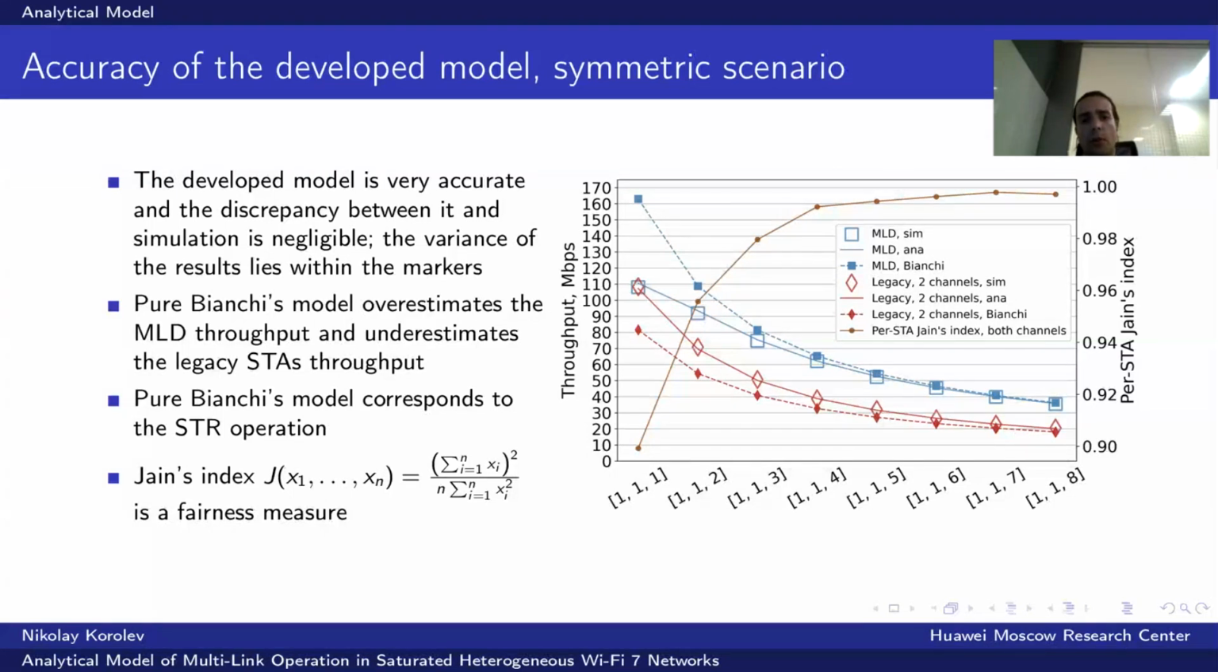In our work, we also considered the fairness issue, and let me tell you a couple of words about this. In order to measure fairness, we used Jain's index. Our formula is written here. The value of Jain's index varies from 1 divided by n to 1. 1 corresponds to the ideal situation when all the arguments are equal to each other, and 1 divided by n is the worst case when we have the highest fairness issue.